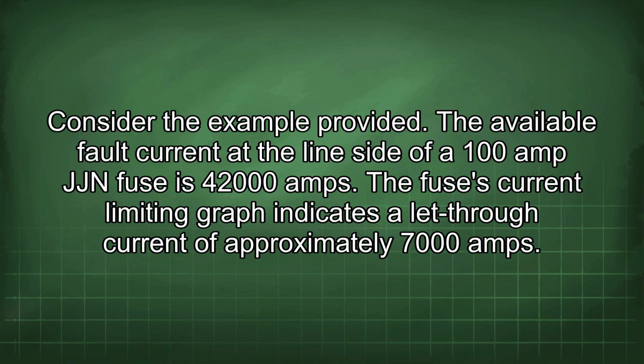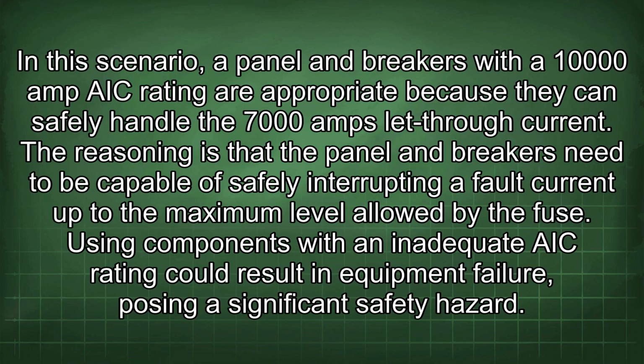The available fault current at the line side of a 100 amp JGN fuse is 42,000 amps. The fuse's current limiting graph indicates a let-through current of approximately 7,000 amps. In this scenario, a panel and breakers with a 10,000 amp AIC rating are appropriate because they can safely handle the 7,000 amps let-through current. The reasoning is that the panel and breakers need to be capable of safely interrupting a fault current up to the maximum level allowed by the fuse. Using components with an inadequate AIC rating could result in equipment failure, posing a significant safety hazard.